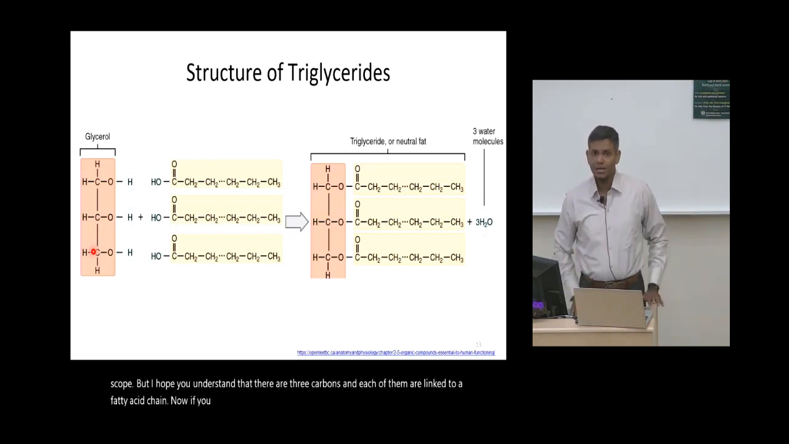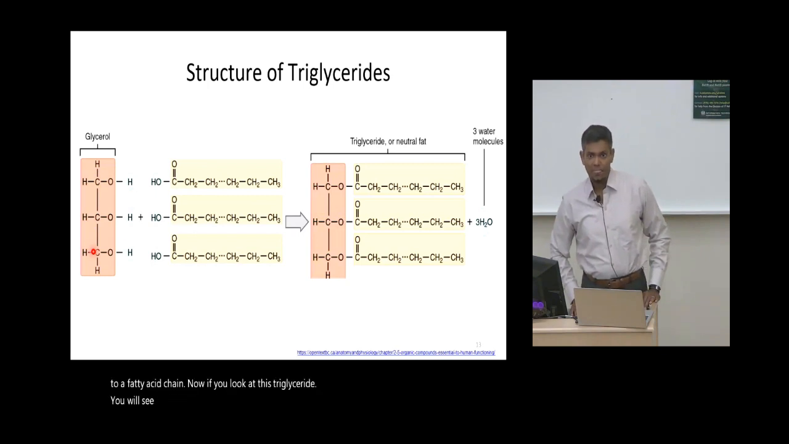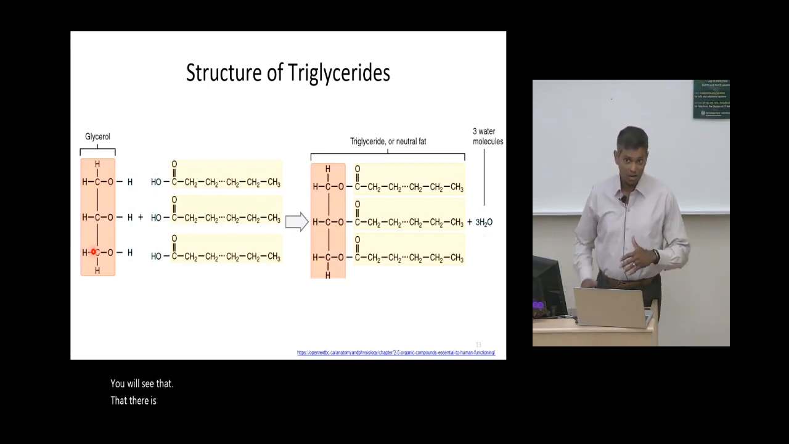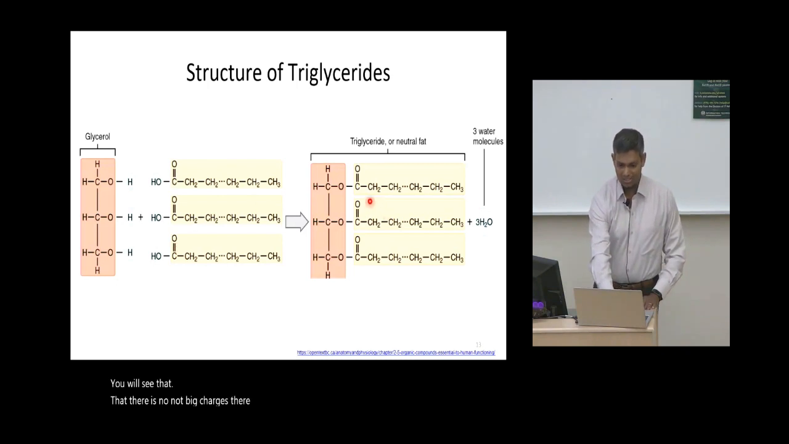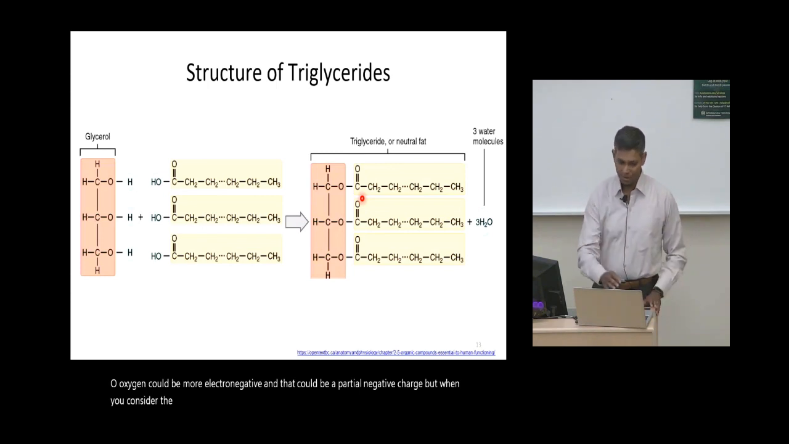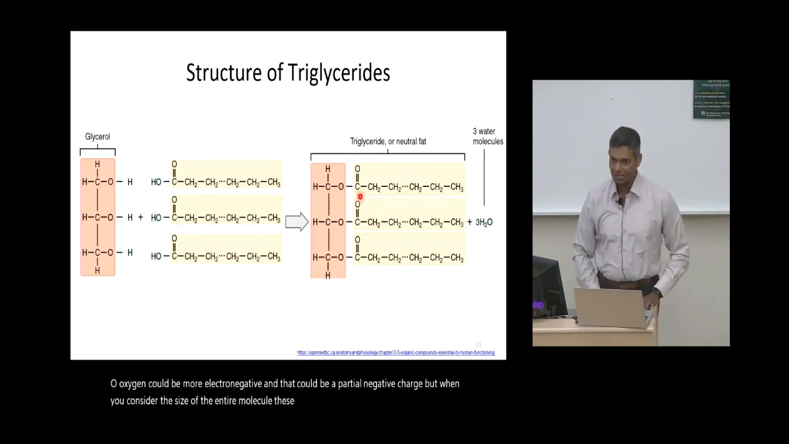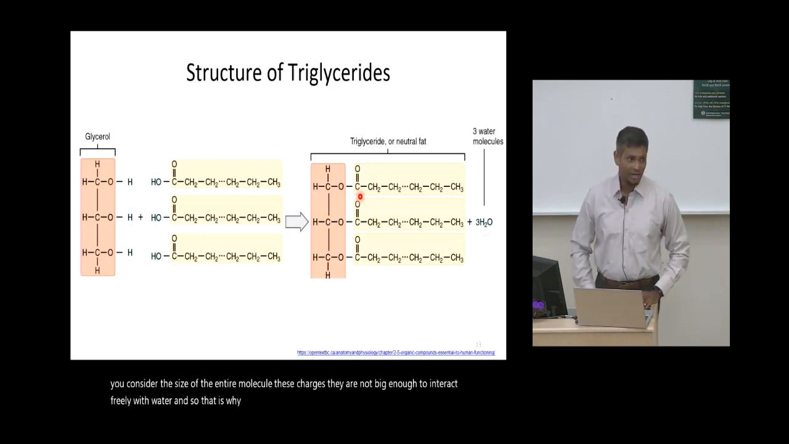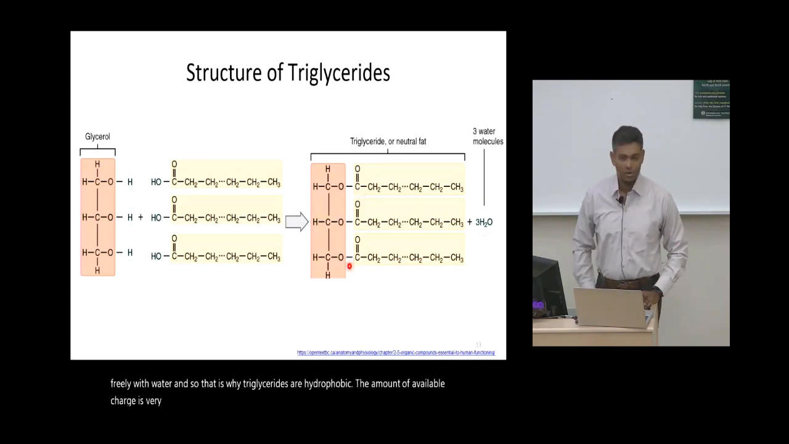Now if you look at this triglyceride, you will see that there are no big charges there. You'll notice that this ketone group, C double bond O, the oxygen could be more electronegative, and that could be a partial negative charge. But when you consider the size of the entire molecule, these charges are not big enough to interact freely with water, and that is why triglycerides are hydrophobic. The amount of available charge is very minuscule when you compare it to the size of the entire molecule. Is that clear why lipids can't interact with water?